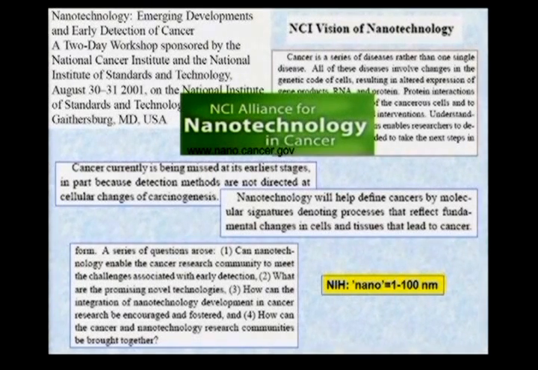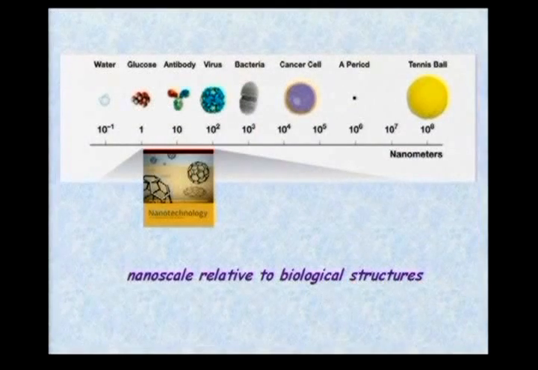In order to define the field, NIH said that nano meant between 1 and 100 nanometers. So if you were at 101 nanometers, you could not get funding from NIH for nanotechnology. So this was just to try to restrict the field. So what does that mean? So here is 1 to 100 nanometers.